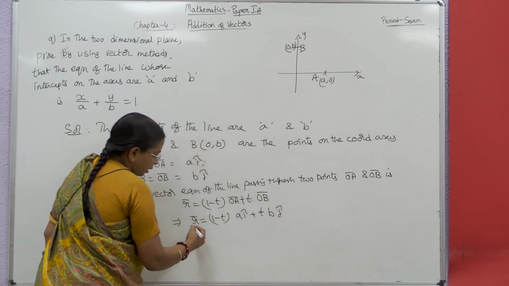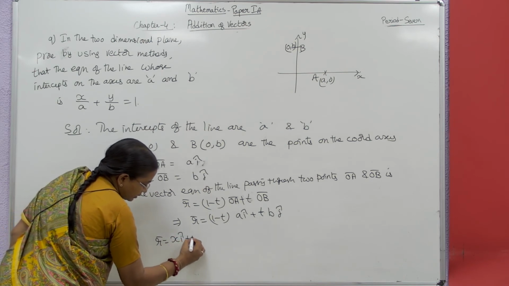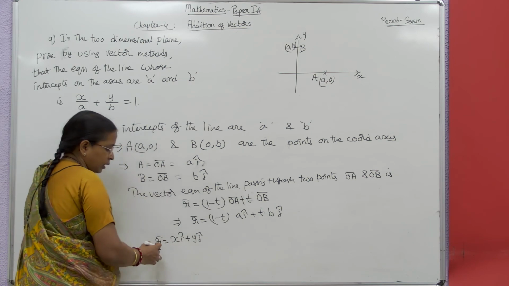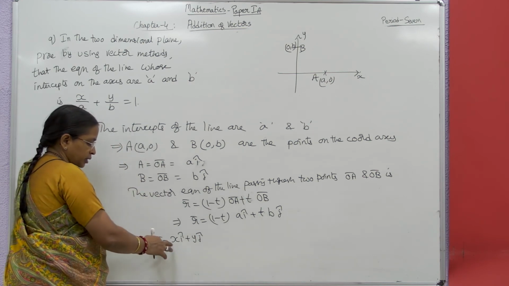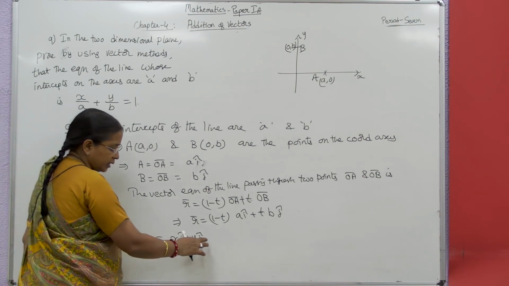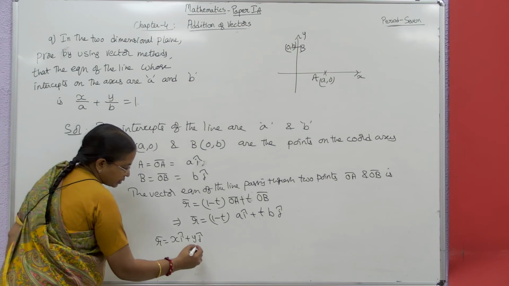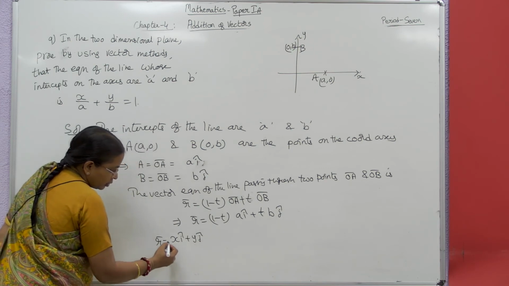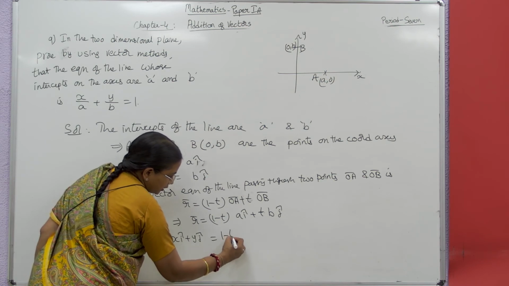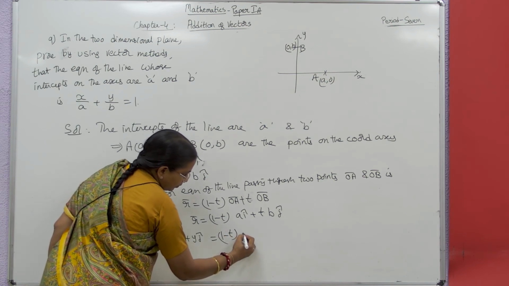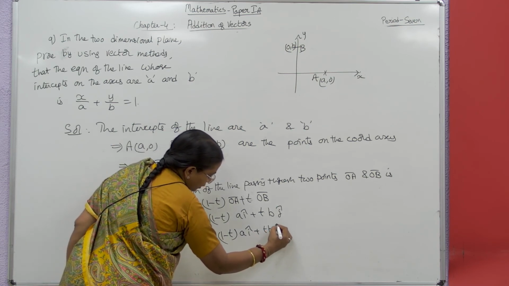Now we'll take r is equal to xi plus yj. It is a variable vector. Actually, for a point x, y, z it is xi plus yj plus zk. Here k is not there because it is two dimensional. So write r as xi plus yj. So r is equal to xi plus yj is equal to (1 minus t) into ai plus tb into j cap.